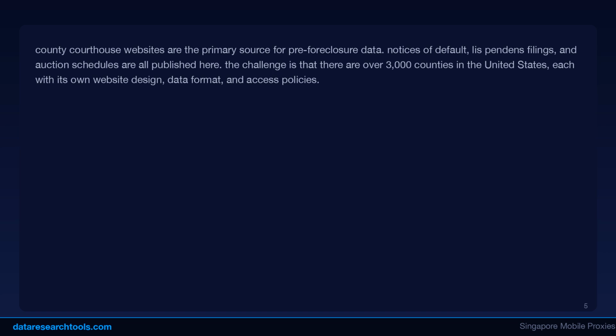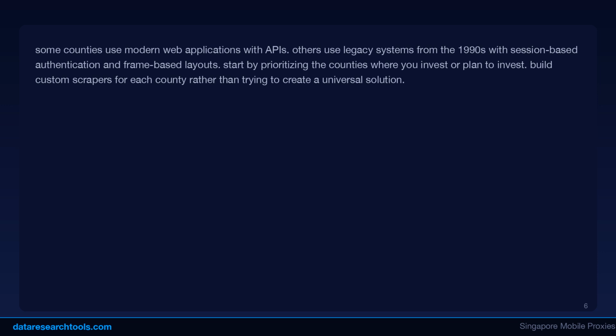Start by prioritizing the counties where you invest or plan to invest. Build custom scrapers for each county rather than trying to create a universal solution. Document the structure and quirks of each county's system so you can maintain and update scrapers as sites change.